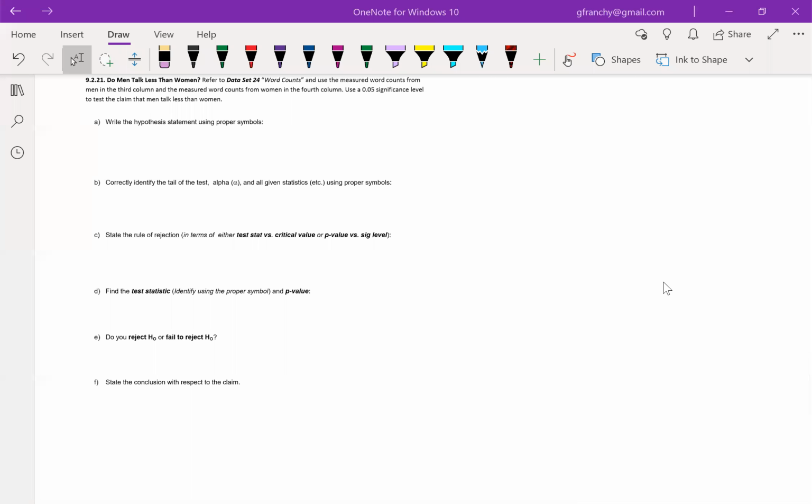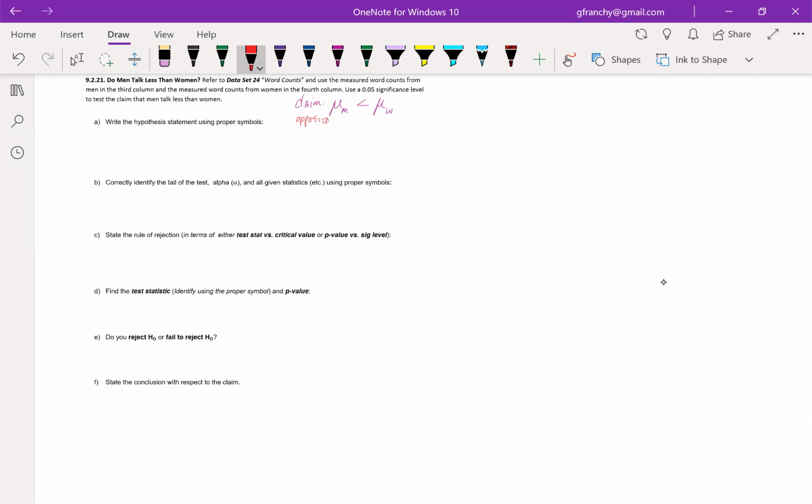Now we're going to take a look at question 21 out of 9.2. Refer to dataset 24 word counts and use the measured word counts from men in the third column and the measured word counts from women in the fourth column. Use a 0.05 significance level to test the claim that men talk less than women. So our claim here is that on average, men talk less than women.